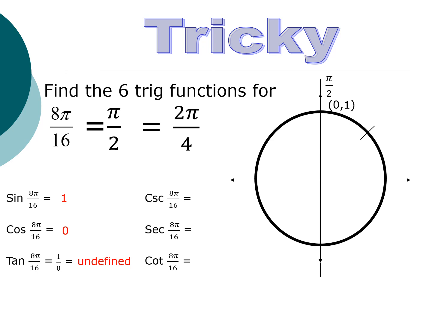Cosecant, all you have to do is flip your sine answer, and that's just 1. For secant, if you flip that answer, we get undefined, because if you flip a 0, the 0 will end up in the denominator, which makes it undefined. And then if you flip the tangent answer, you get 0 over 1, which is just 0.